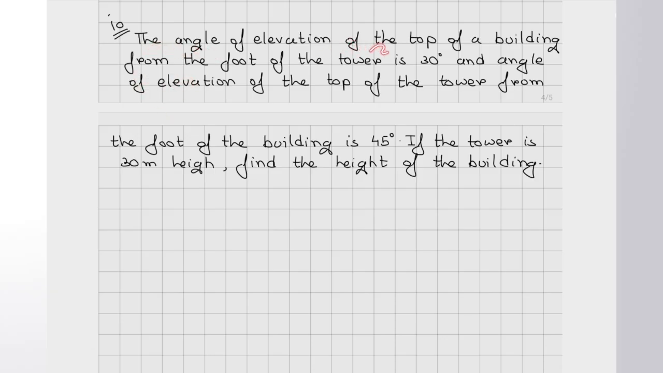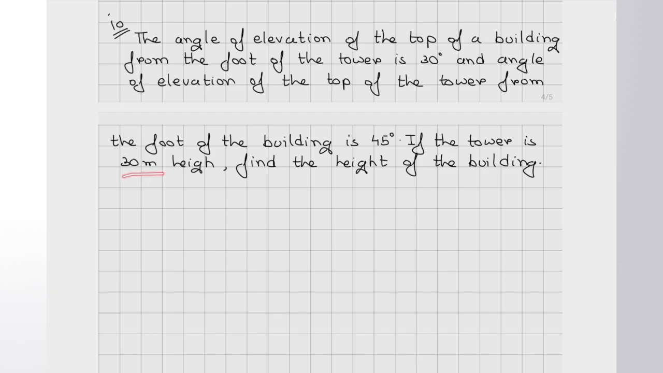The angle of elevation of the top of a building from the foot of the tower is 30 degree, and angle of elevation of the top of the tower from the foot of the building is 45 degree. यहाँ पर हम लोग को दो स्ट्रक्चर्स बनाने पड़ेंगे, या मैं कहूँ तो दो ट्रायंगल्स बनाने पड़ेंगे जिसका बेस सेम होगा. If the tower is 30 meter high, find the height of the building.